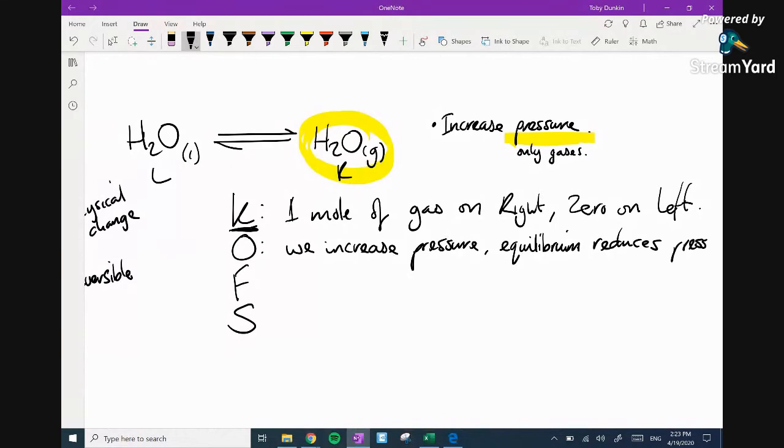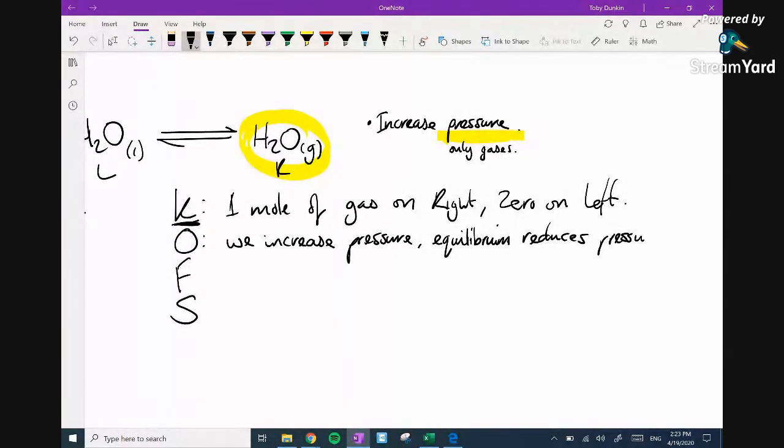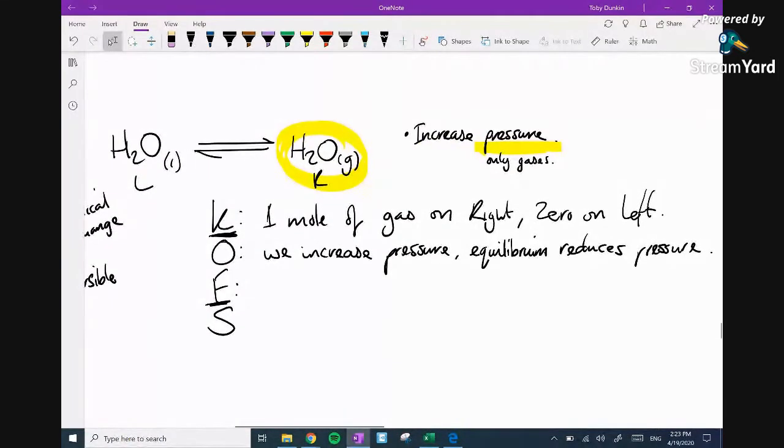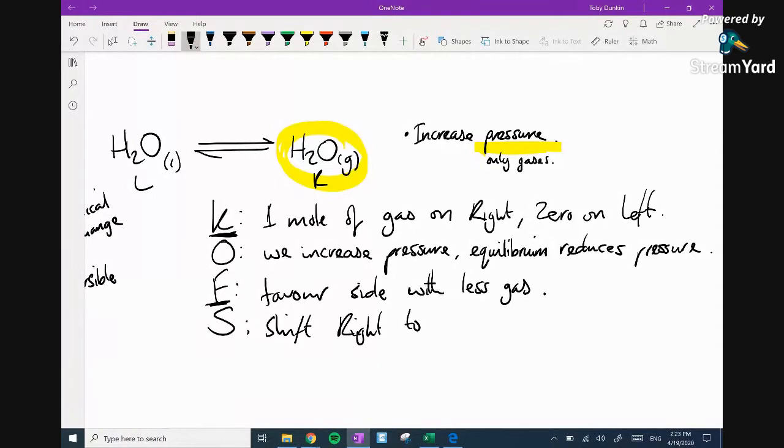I'll zoom out a little bit. Reduces pressure. How does it do this? What does it favor? Favor the side with less gas. Shift right to left. The gas becomes a liquid.